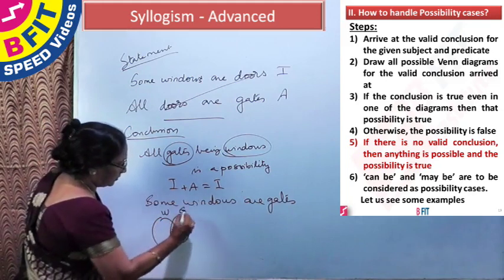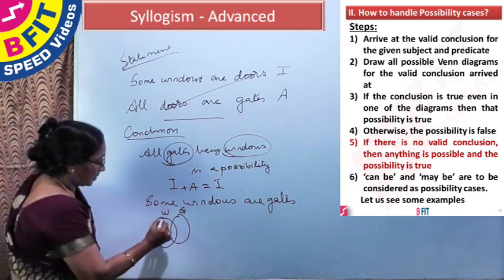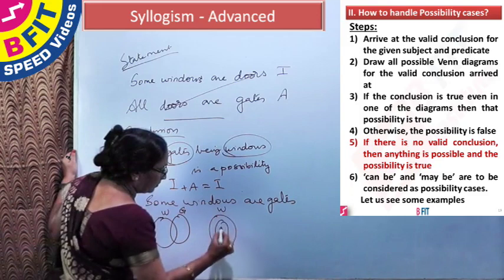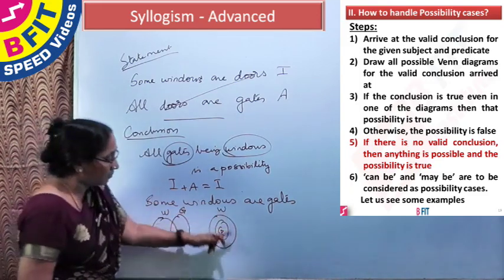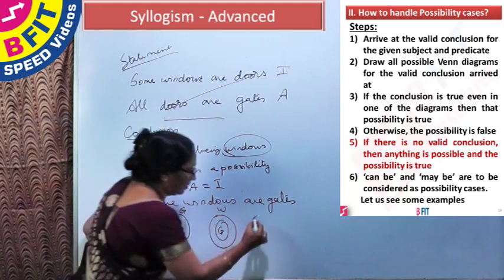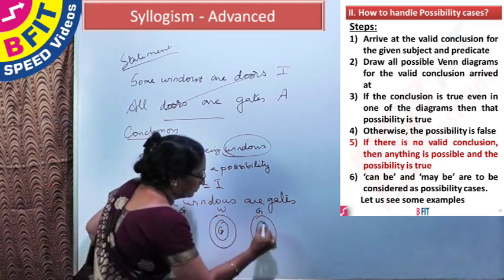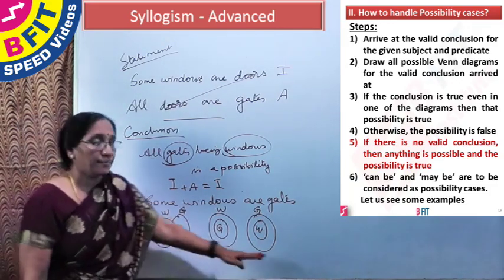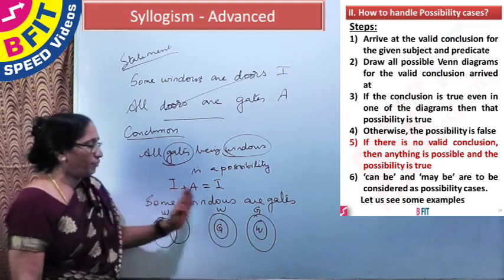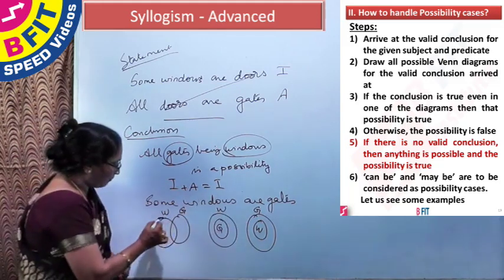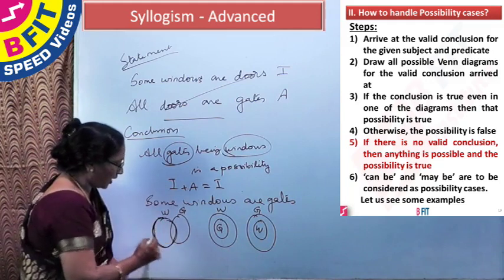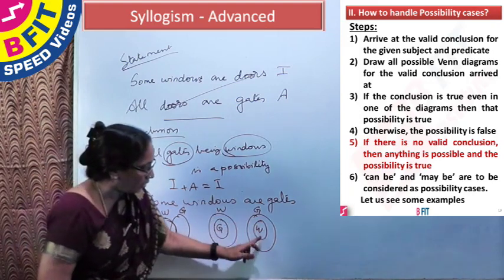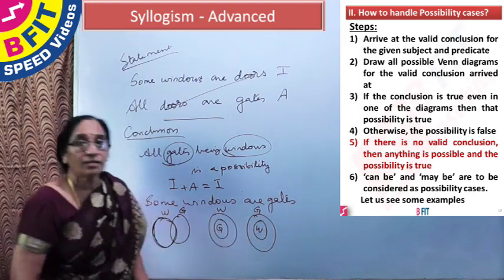Some windows are gates. Now, the next diagram is some part of the windows are gates. We see that we can draw three types of diagrams for this conclusion: some windows are gates. Some windows are gates can be drawn like this, or like this, and as in the third diagram.